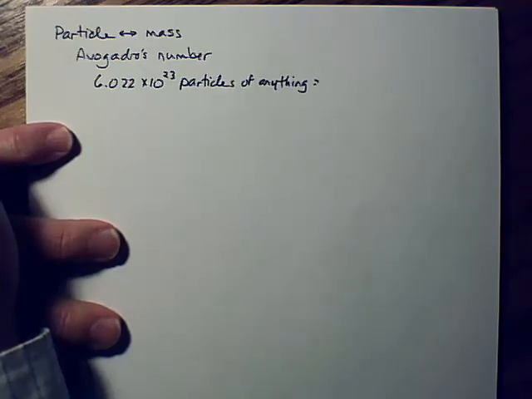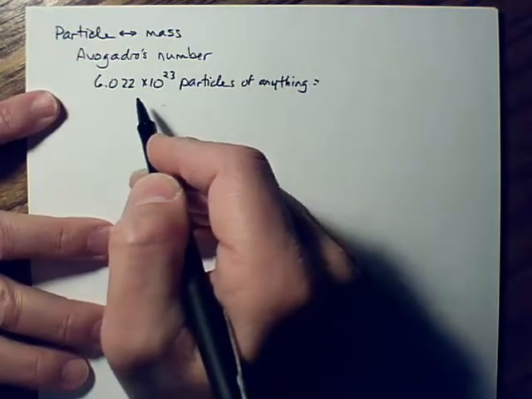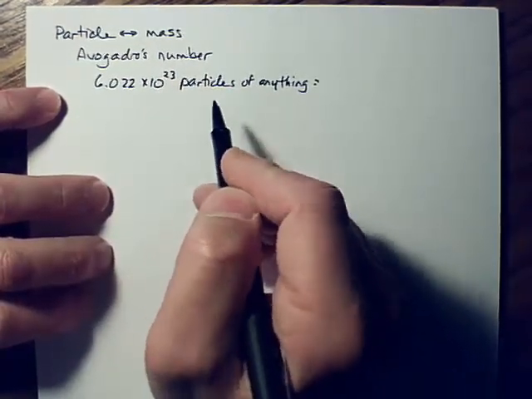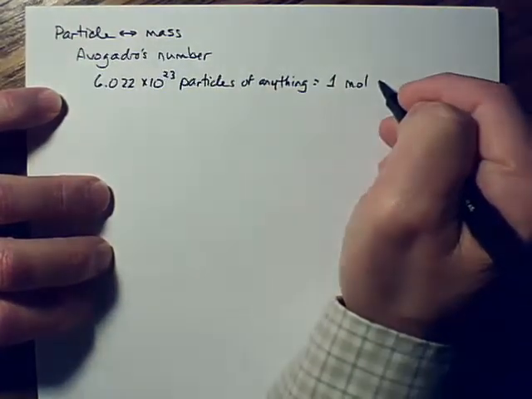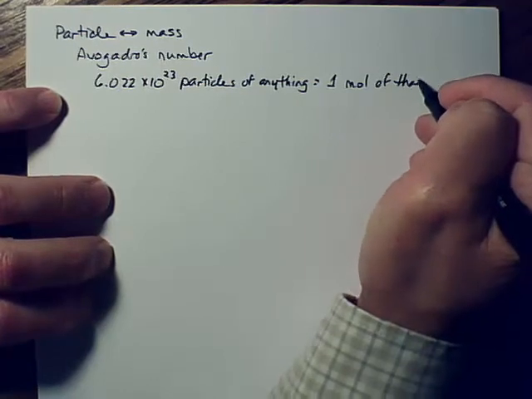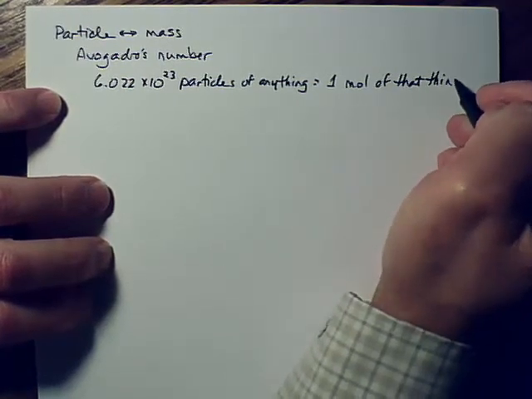Okay? So 6.02 times 10 to the 23rd molecules of water is equal to 1 mole of water, for example. Or 6.02 times 10 to the 23rd sulfate ions is equal to 1 mole of sulfate ions, for example. Okay? So 6.022 times 10 to the 23rd particles of anything is equal to 1 mole of that thing.